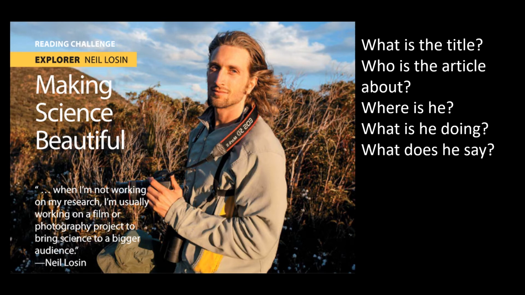On page 34, you see this photograph. What is the title? Can you find it? It's towards the top on the left. You find it in white type, Making Science Beautiful. Who is the article about? Can you find his name? It's in the yellow ribbon after the word explorer. His name is Neil Losin.